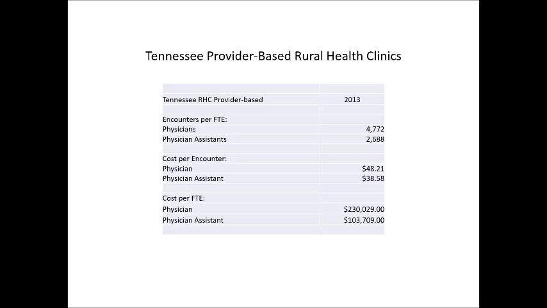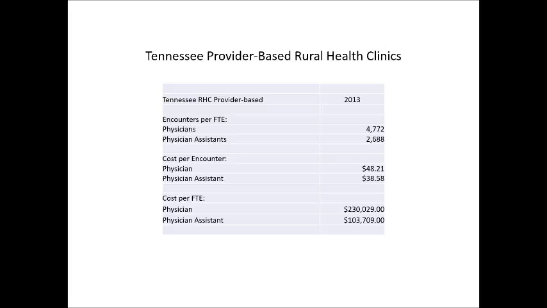Now in Tennessee, if you look at the provider-based rural health clinic data, and the most recent cost report data we have for all of the states is 2013, what you see here is the average number of encounters for the physicians working in rural health clinics in Tennessee, provider-based, was 4,772. The average number of encounters provided by PAs working in those provider-based RHCs in Tennessee was 2,688. The cost per encounter for the physician services is $48.21. The cost per encounter for the PA is $38.58. The average total physician compensation in the provider-based RHCs is $230,000, and the average compensation for those PAs is just under $104,000.